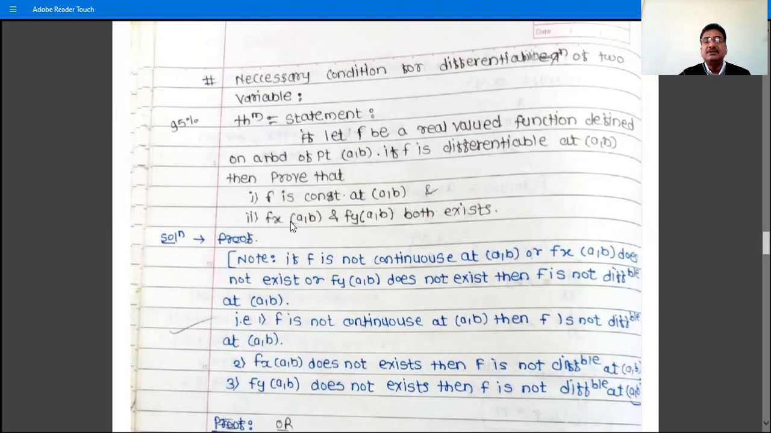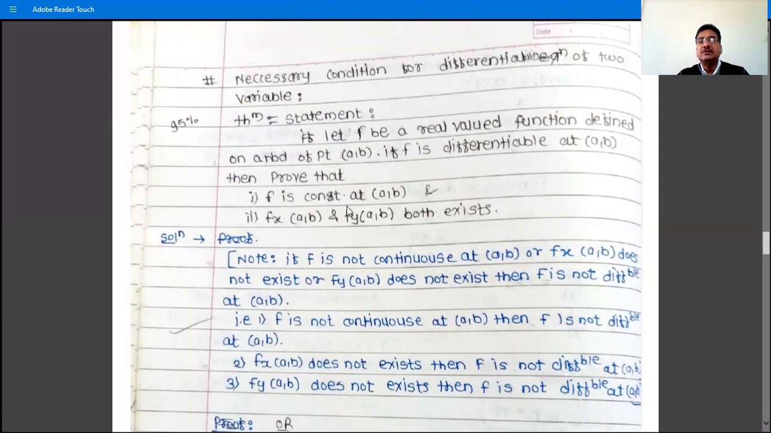And we have to show the partial derivatives fx(a, b) and fy(a, b) both exist, but we can use this theorem through its negation. That is what? If the function is not continuous, then the function is not differentiable. So if we show the function is not continuous, then we can say that the function is not differentiable. And if the partial derivative fx or fy at (a, b) does not exist, then we say the function is not differentiable. So we can use the necessary condition to show the functions are not differentiable, but we cannot use the necessary condition to show the functions are differentiable.